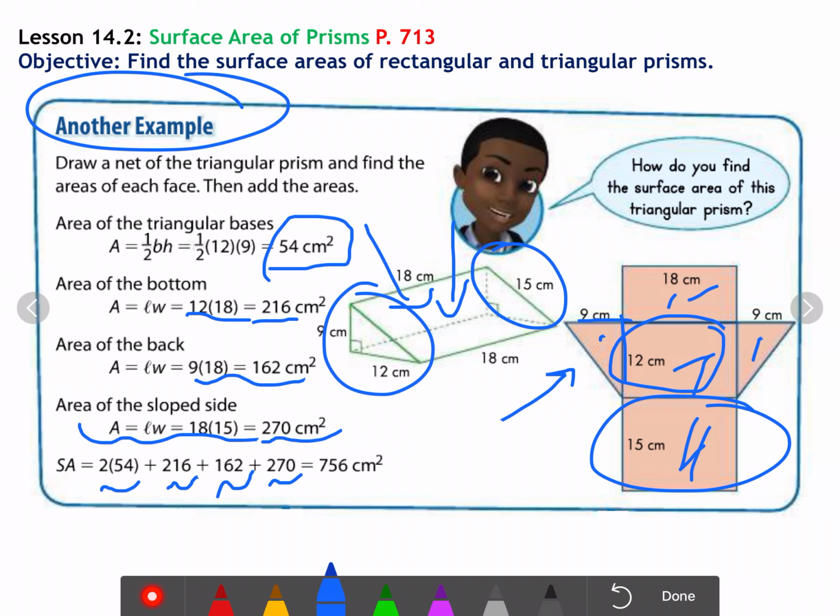By this, we come to the end of this lesson, and we have clarified how to find the surface area of a rectangular prism and a triangular prism.